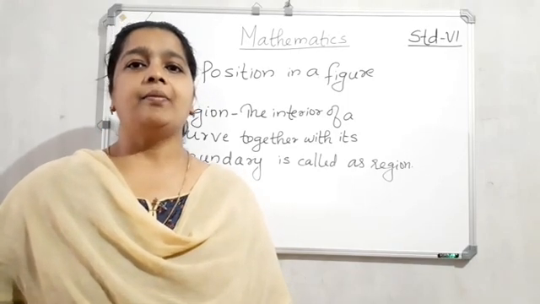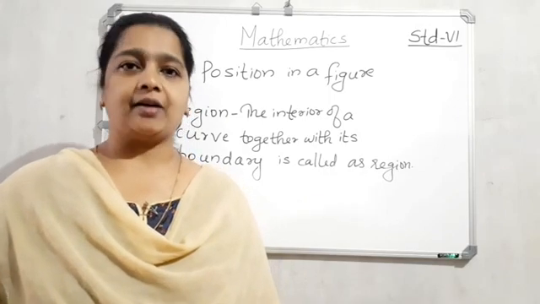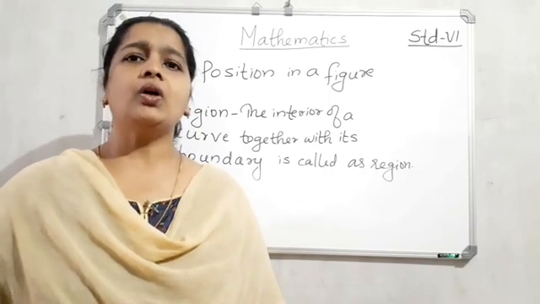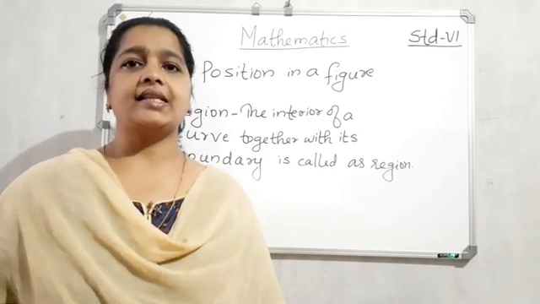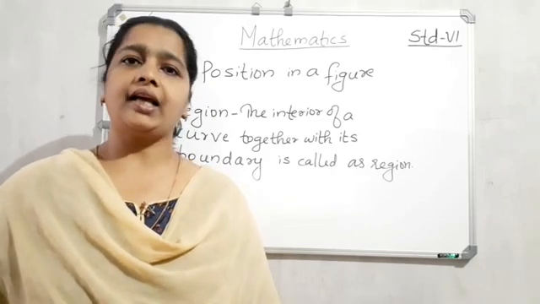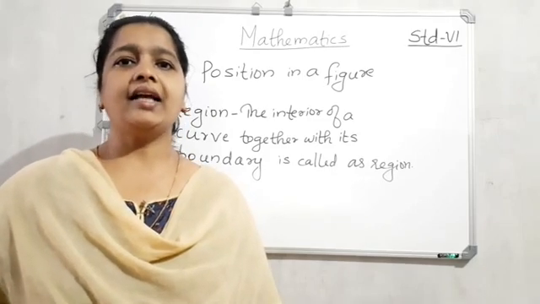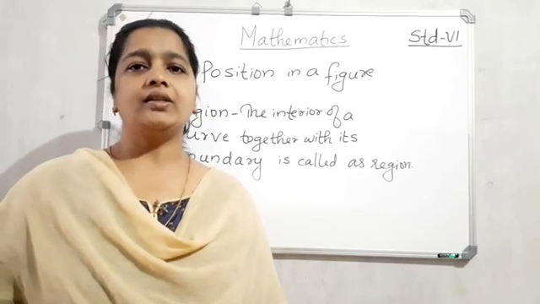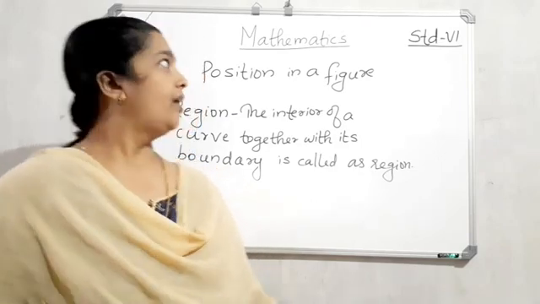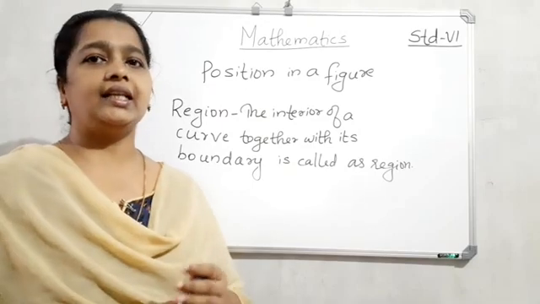A polygon is made up of line segments. Clear? So many polygons are there: 3-sided polygon, 4-sided polygon, etc. Understand? So today you will learn about what is the position in a figure.